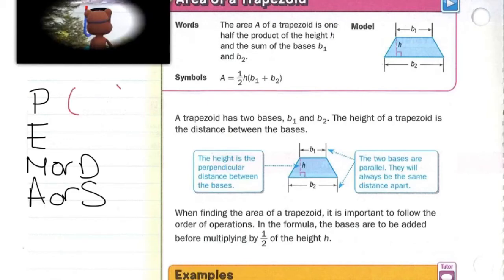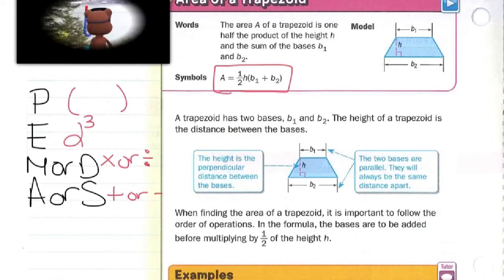P stands for parentheses. We always do those first. E stands for exponents, so like 2 to the 3rd power, we would do that second. Here we multiply or divide, whatever comes first, and then we add or subtract, whatever comes first, from left to right. So when you are solving a trapezoid problem, you would do parentheses first, no exponents, then you would multiply times the height and the 1/2. Okay, so that's what you should do always.